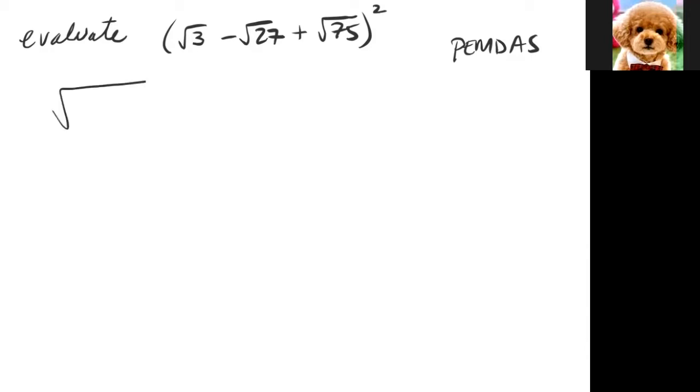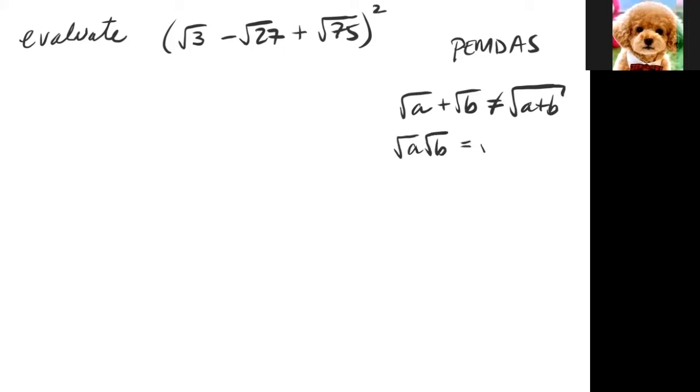That would be okay if we had the square root of 3 minus 27 plus 75, but that's not what we have here. We saw last week that the square root of a plus the square root of b is not equal to the square root of a plus b. We can't add across square roots, but what we can do that we saw last week is root a times root b is equal to root of ab. That's one thing we can do, but unfortunately we don't have a multiplication here.